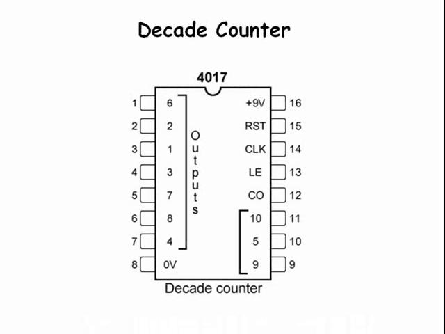A counter, divider, or divide by n counter produces a pulse after a specified number of input pulses, in this case 10. Counters or divider circuits are used in ham radio as marker generators and frequency counters.